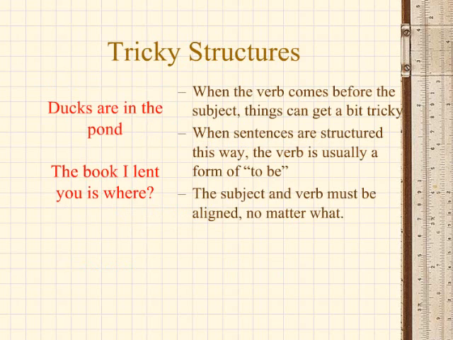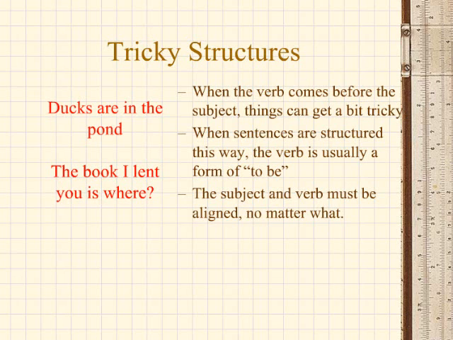Sometimes sentences are structured so that the verb comes before the subject. This is another instance in which it becomes tricky to get the subject-verb agreement correct. When sentences are structured this way, the verb is usually a form of to be. Let's look. There are ducks in the pond. Where is the book I lent you? In both of these sentences, the verb, either is or are, came before the subject.